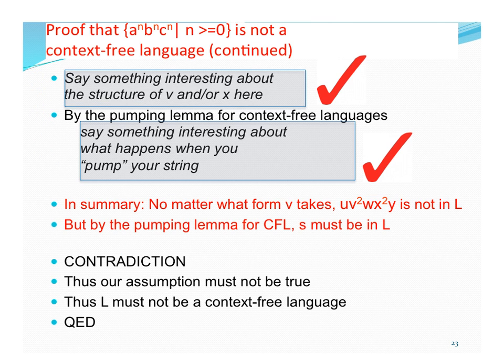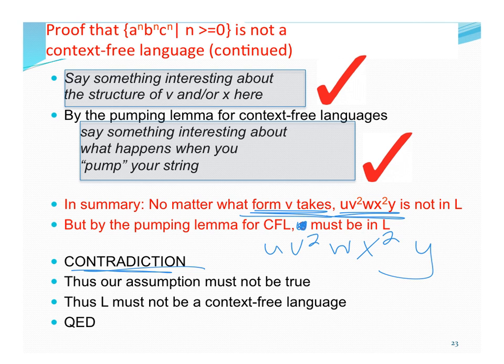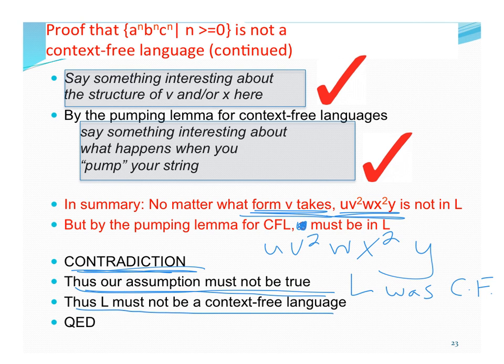In summary, no matter what form v takes, whatever v is, this string is not in my language. But by the pumping lemma for context-free languages, that string must be in my language. Boy, sorry about these slides. uv to the, 2 copies of v, wx, 2 copies of x, y, must be in my language, right? That's a contradiction. Thus, our initial assumption must not be true. What was our initial assumption? Our initial assumption was that L was context-free. We're doing a proof by contradiction. We got our contradiction. Initial assumption must not be true. Thus, L must not be a context-free language. QED.